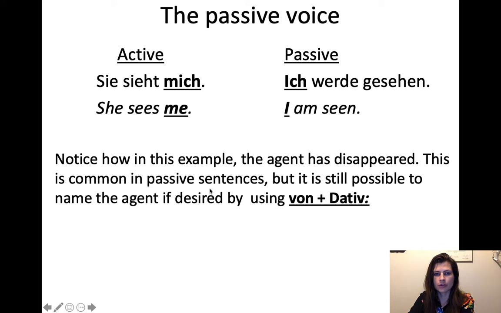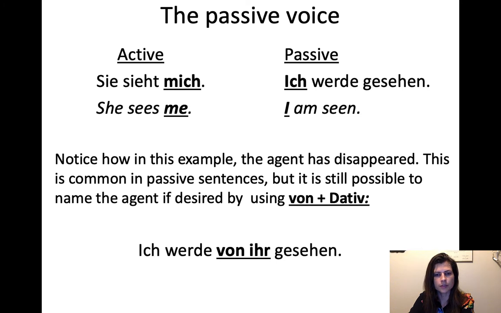So it's common for the agent to disappear in a passive sentence, but it is still possible to name the agent if desired by using von plus dative. So you could add in right here, ich werde von ihr gesehen, I am seen by her. And then we would still have all the same information as in the active sentence, but we've just shifted the emphasis to ich being the subject, and then von ihr. Sie used to be the subject in the active sentence, and now it's been shifted into a prepositional phrase, von plus the dative.